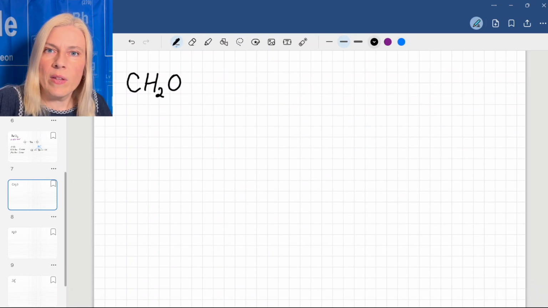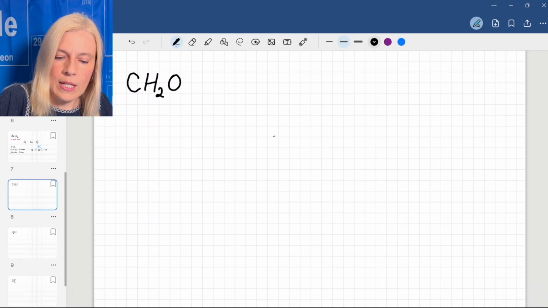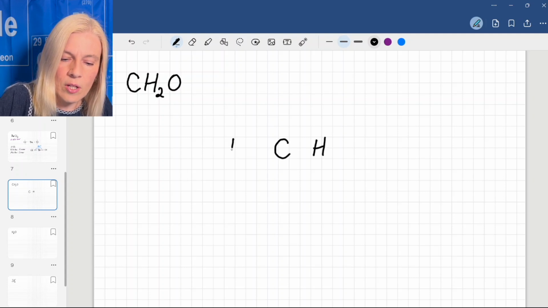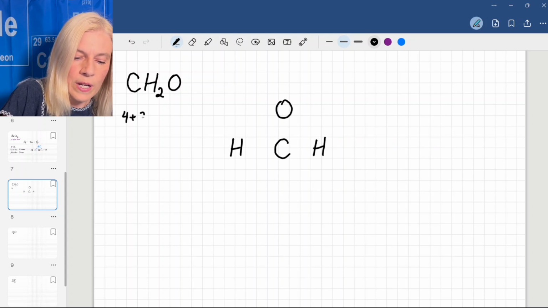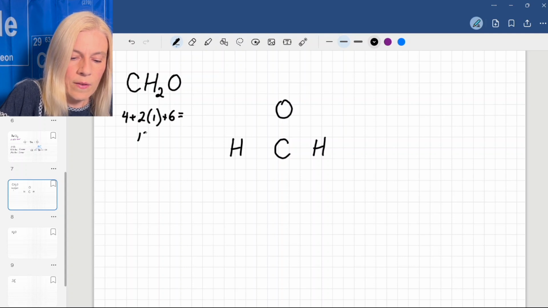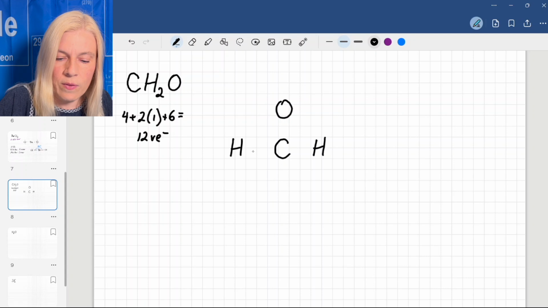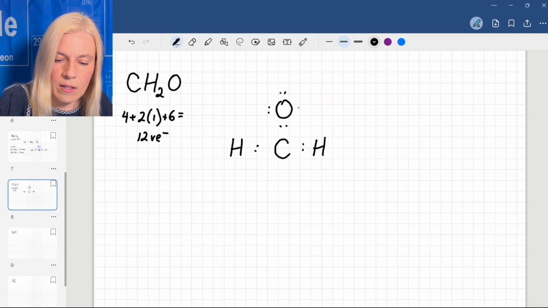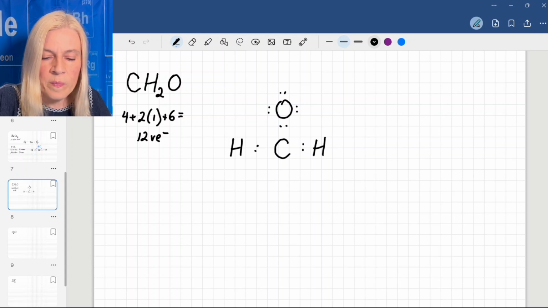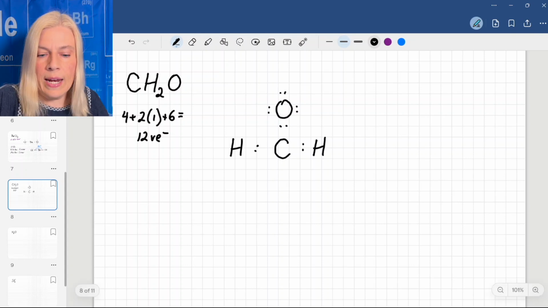All right. Next, CH2O. This one, let's think about our Lewis dot structure. We're going to stick carbon in the middle. Hydrogens have to be on the outside, and also oxygen has to be on the outside. It's a very electronegative element. So carbon comes with 4 plus 2 times 1 plus 6. I'm going to add up. I have 12 valence electrons to deal with, 2 for each bond. And then I'm going to deal with octets from outside in. Hydrogen has only 2. So I used up all electrons.